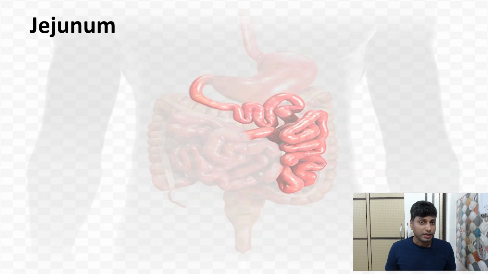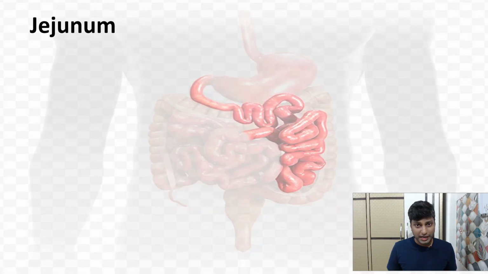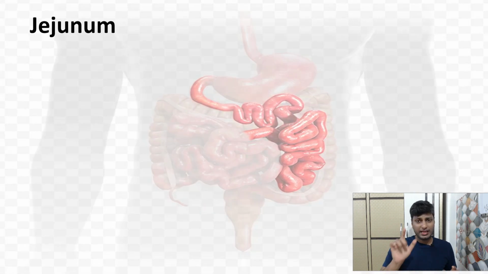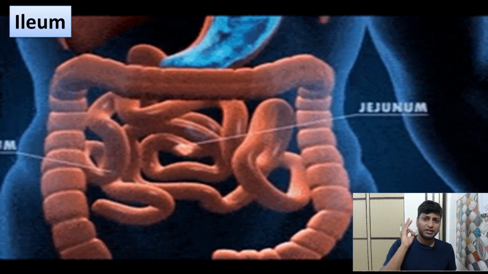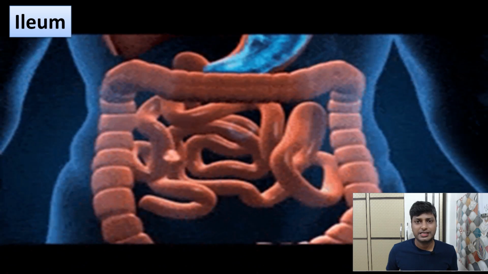So remember, this region has got many finger-like projections which are known as villi, and these villi are very commonly also called the brush border, dear students. Now comes the third portion of the small intestine.